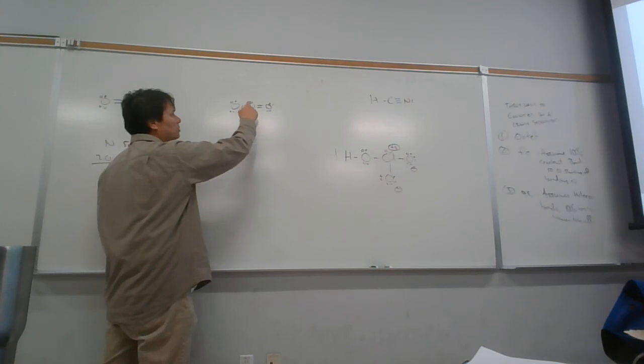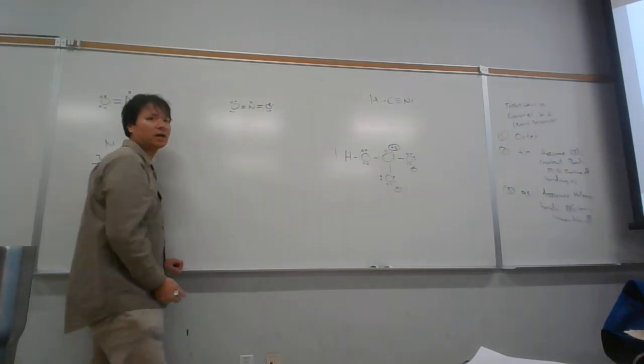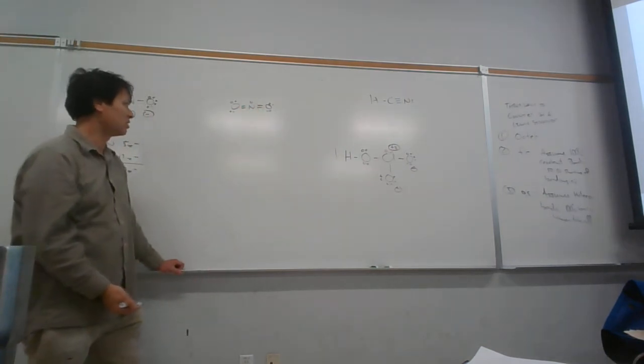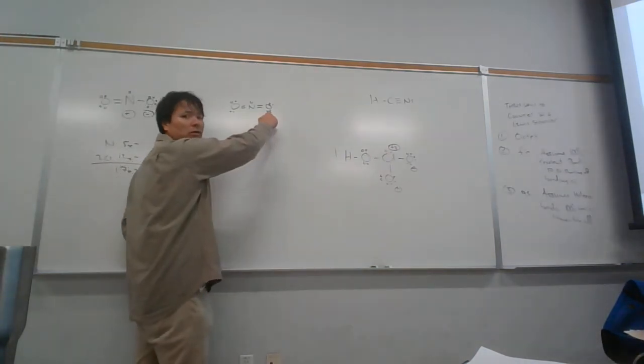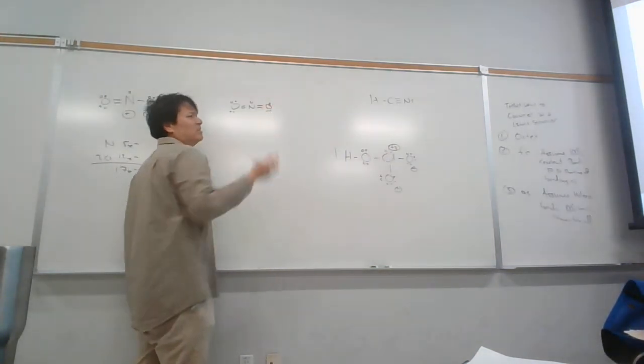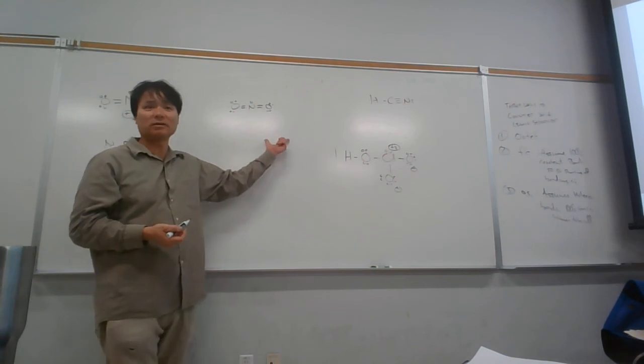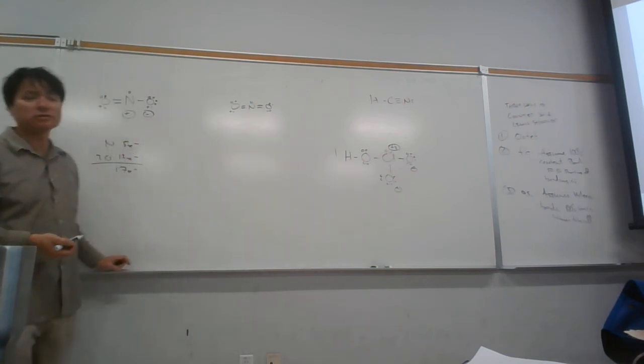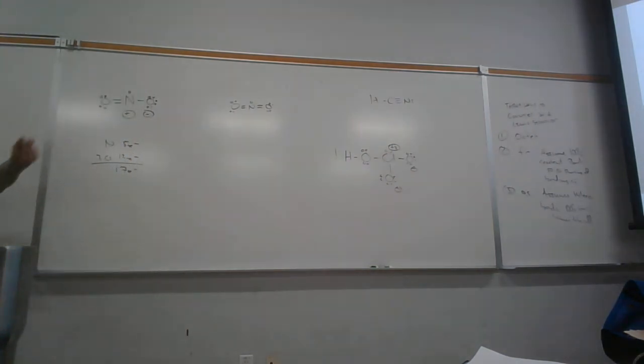How about this? Nitrogen has 1, 2, 3, 4, 5. It's supposed to have 0. And then over here, 1, 2, 0. This has got to be better. All the formal charges are 0, right? And both of them violate the octet rule. And so which one do you prefer? The right one or the left one? The left one? The left one, yeah.